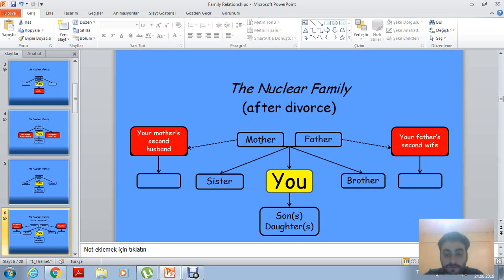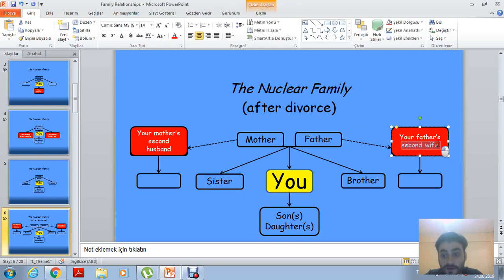Your mother and your father might get divorced. If they get divorced, your mother's second husband is your stepfather, and your father's second wife is your stepmother.